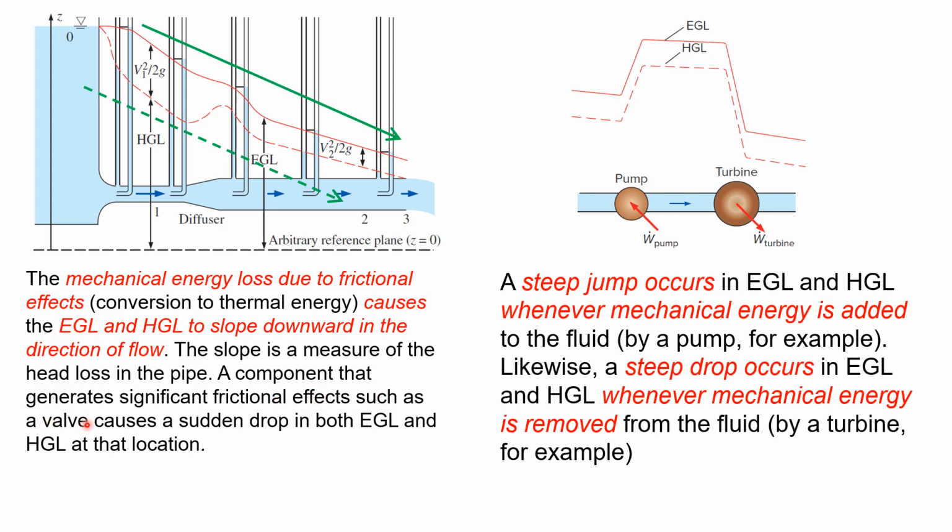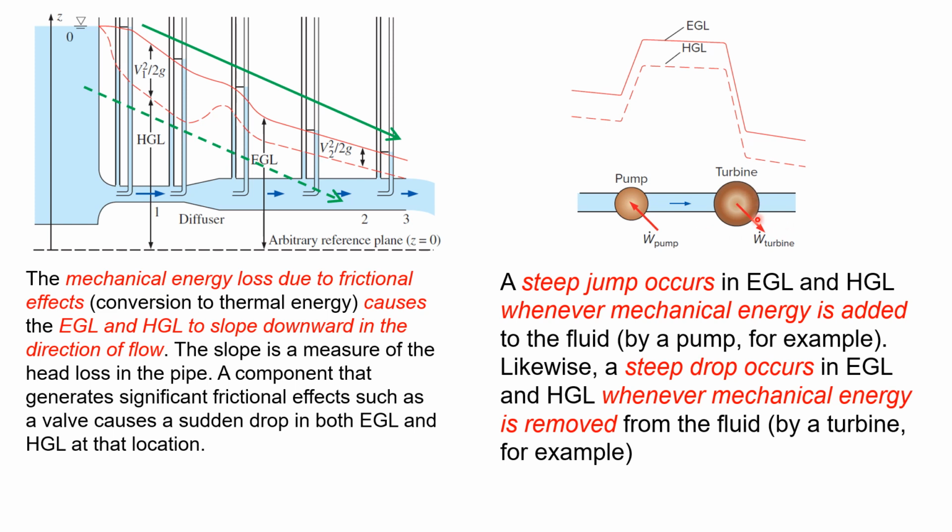A component that generates significant frictional effect, such as a valve, causes a sudden drop in both EGL and HGL at the location. Okay, so let's say you are suddenly using a pump in a system, so you can see the EGL and HGL will suddenly increase. Like here you can see suddenly there's a difference in the size, so you can see it increases. Then after some time it will drop.